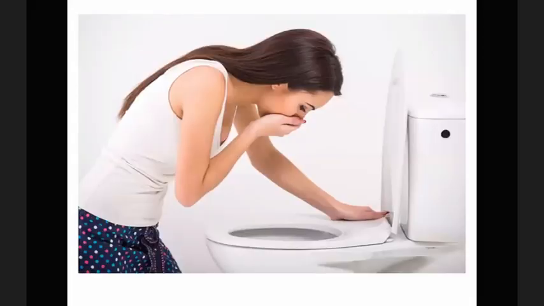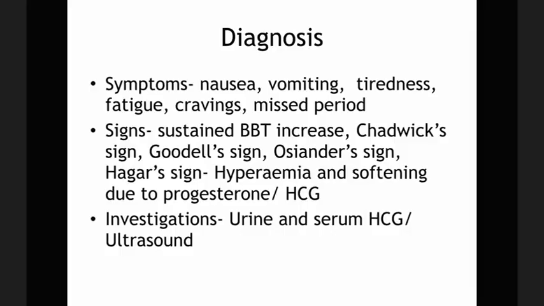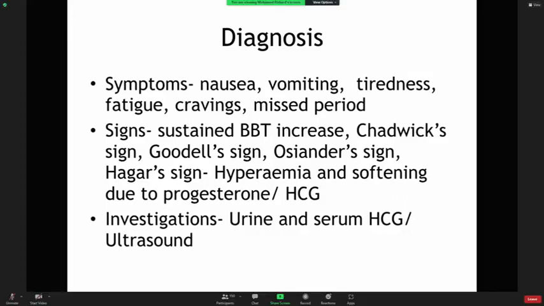And soon after, the first thing is they start to vomit, they feel tiredness, nausea, and GORD symptoms, gastroesophageal reflux. All these symptoms will start to manifest because of the beta HCG hormones that act on various centers in the brain. That triggers vomiting. So tiredness, fatigue, and missed period.